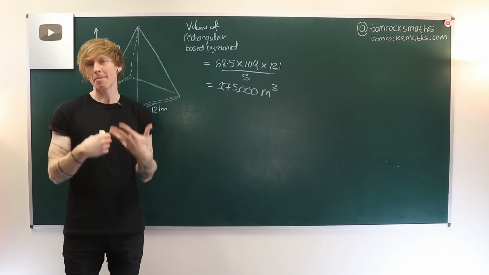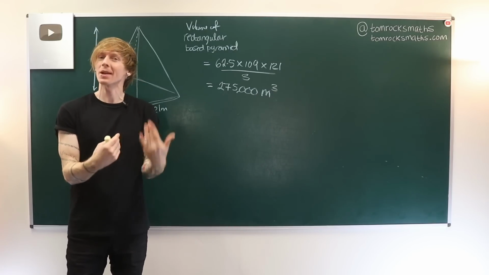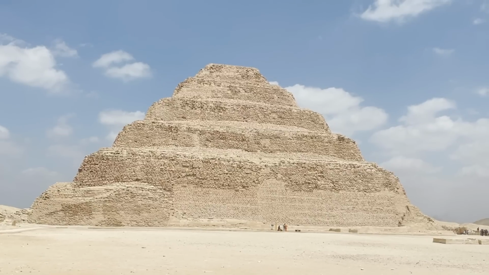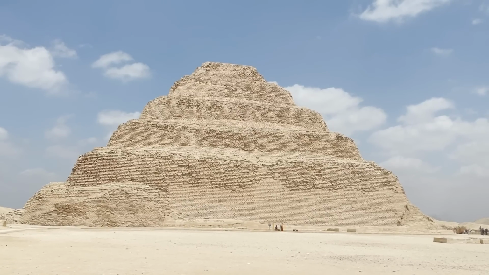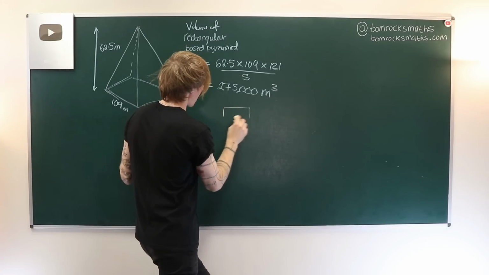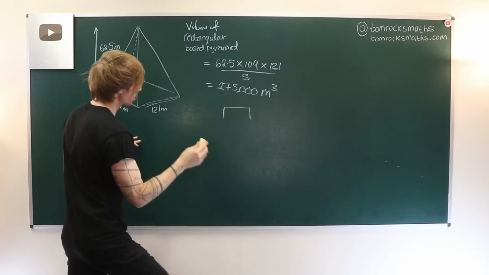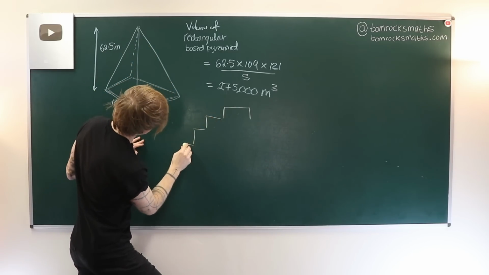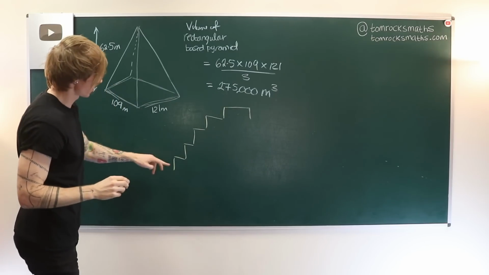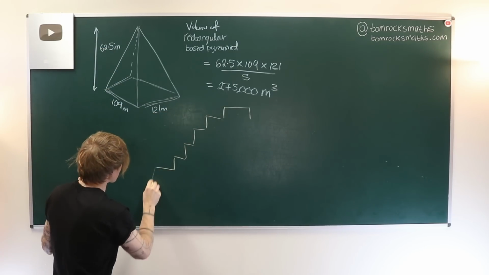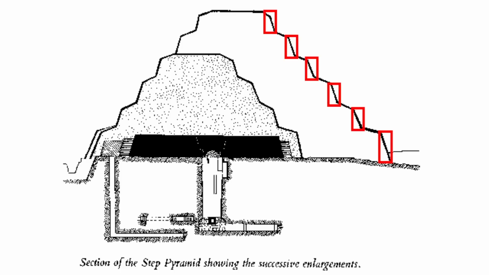Now suppose we want to be more accurate with our estimate of the volume, and we want to include the step-like shape of the Pyramid of Djoser. If we look at some images, we can see that there are a total of 6 steps, and the top of the pyramid is in fact flat. So the shape, or at least the cross-section, would look something more like so. That'd be 1, 2, 3, 4, 5. And then the one at the bottom is actually a little bit bigger than the others.